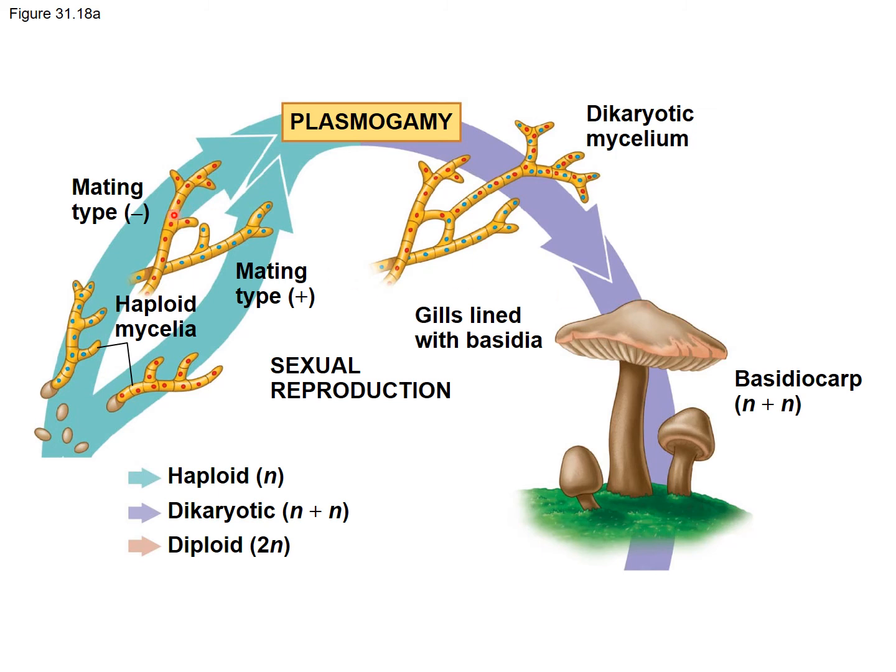Now, very similar to the Zygomycota and the Ascomycota, the spores are eventually going to germinate to develop into hyphae of two different mating types, and the hyphae are eventually going to fuse during the process of plasmogamy.